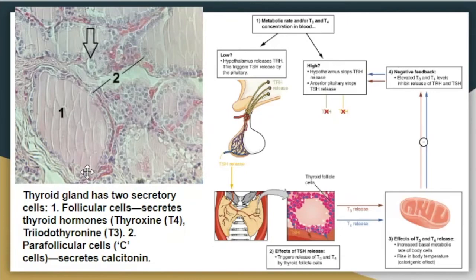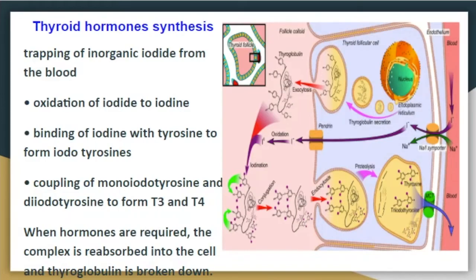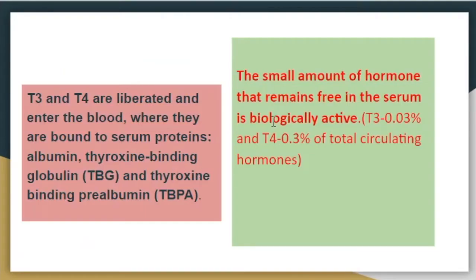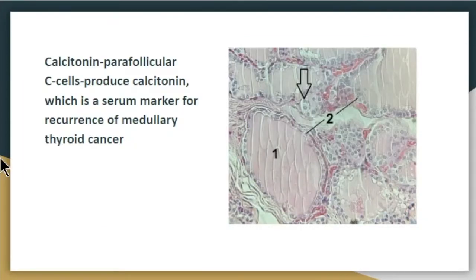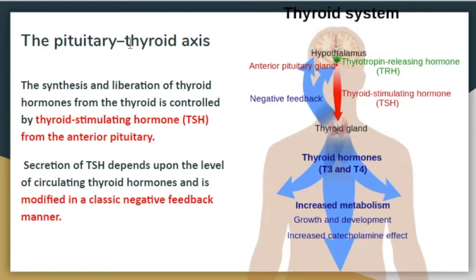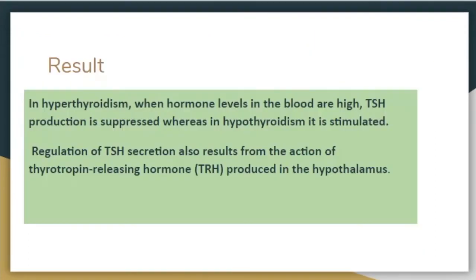So we've seen that the thyroid gland had two secretory units. The follicular cells secreted T3 and T4. Then we saw how T3 and T4 were produced, and we also saw that in the blood they were mostly in serum-bound form, protein-bound form. Then we studied about the pituitary thyroid axis, which regulated the production of the thyroid hormones. And then we studied what would happen in hyperthyroidism and hypothyroidism.